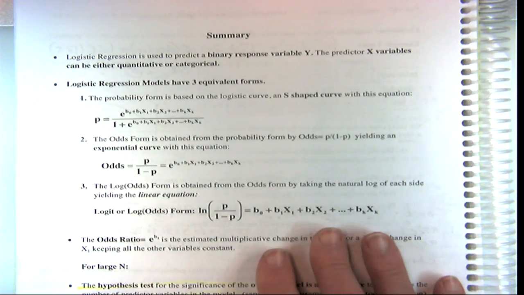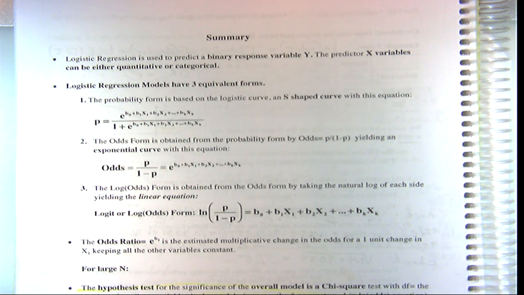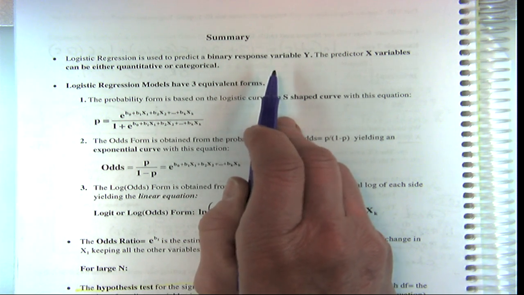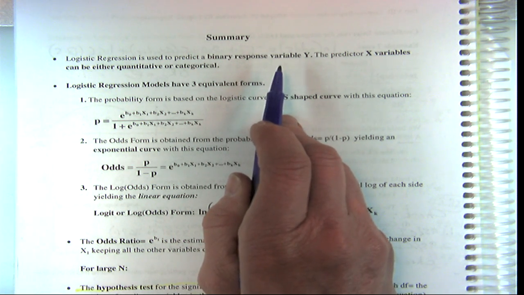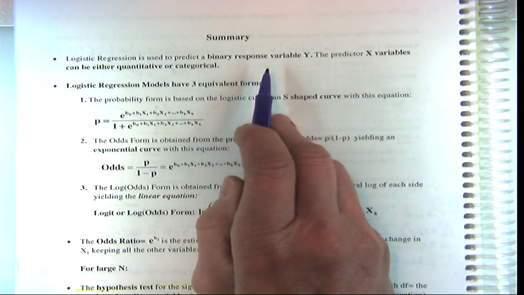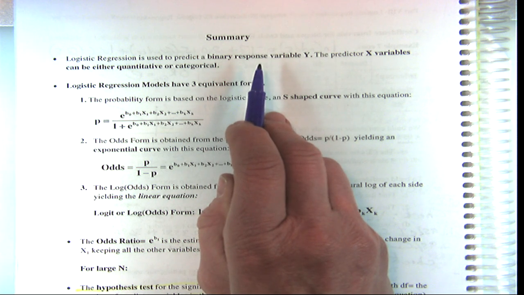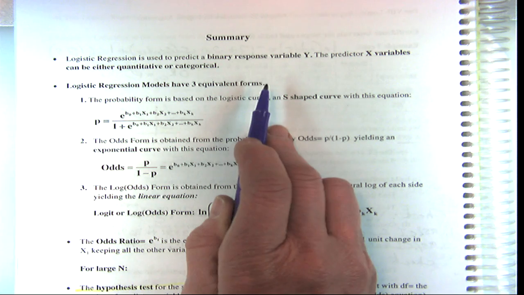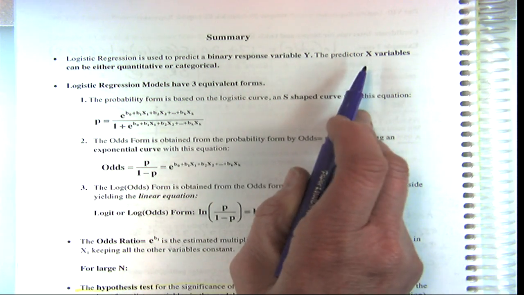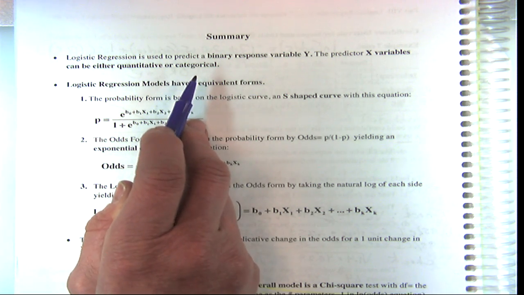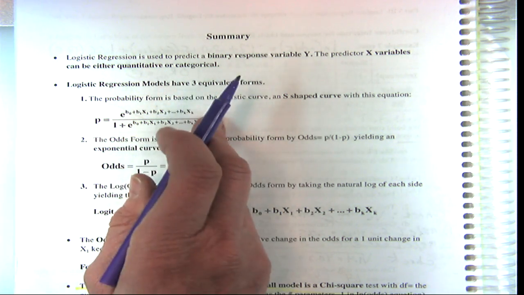And this is the summary of logistic regression. So logistic regression is used to predict a binary response. That's a 0-1 outcome. So basically the answer to a yes-no question. If you can't frame it as a yes-no question, you can't do logistic regression on it. Okay? And the predictor variables can be either quantitative or categorical, but the answer to the question is yes-no, binary.